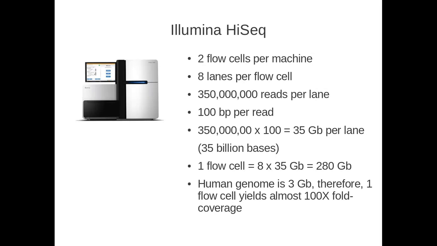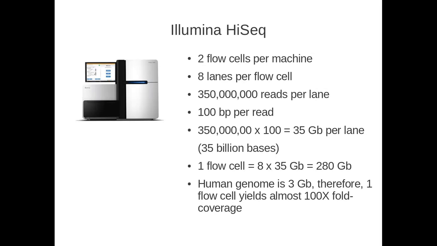If you do the math, on a flow cell you can get around 280 gigabases of sequence on a good run. Remember, there are 2 flow cells per machine, so you can double that if you count on a machine basis how much throughput you can get. Now, for perspective, the human genome is 3 gigabases. That is the haploid complement, or the complement that you would inherit from one parent. It's about 3 gigabases in length.